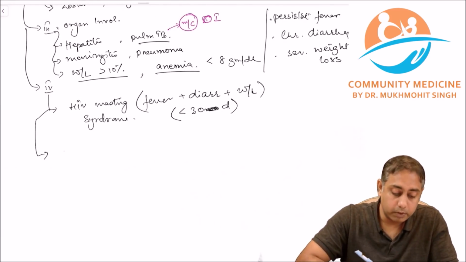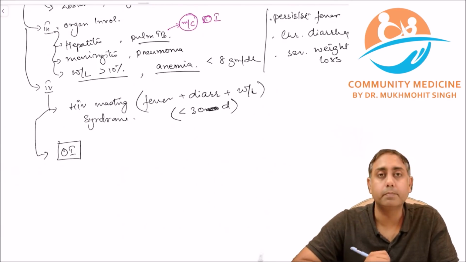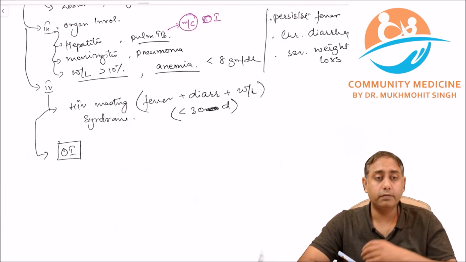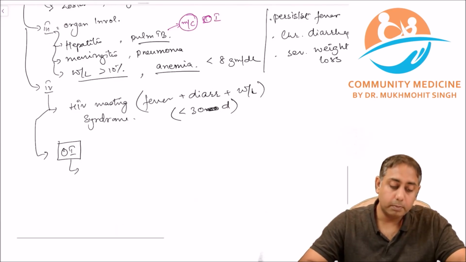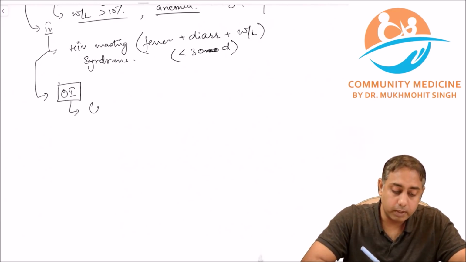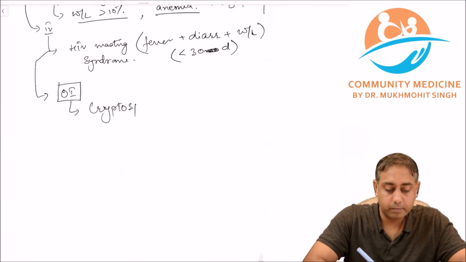Plus, this patient might also have some opportunistic infection. Which are the opportunistic infections which we are thinking of over here? The opportunistic infection which we are thinking of over here is cryptosporidiosis.